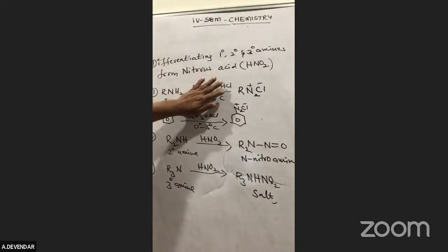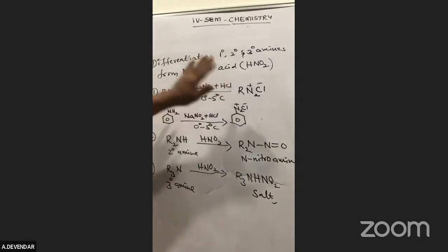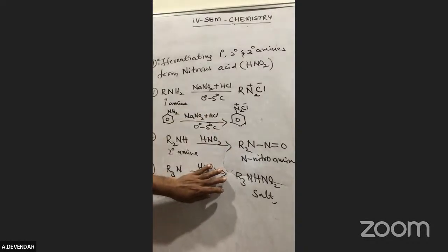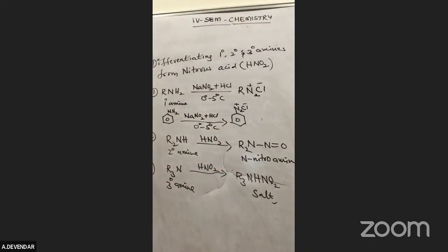With primary amine, we are getting the alcohol. But here, nitrosoamine is formed. Here, a salt derivative is formed. This is an important reaction, particularly for differentiating the primary, secondary and tertiary amines. Next, important chemical reactions in this case.